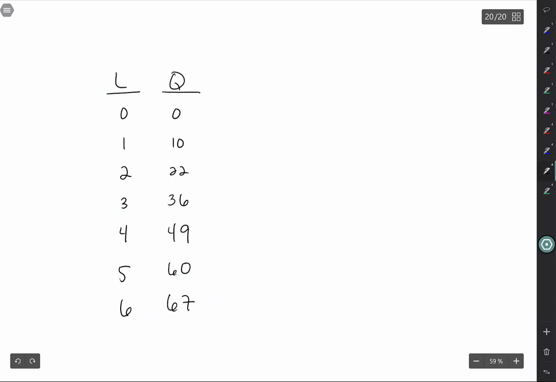So let's find marginal product again. And so marginal product of labor, to give you some practice. Again, the first one we can't find because we don't go from negative labor units to 0. But the marginal product of the first hour gave us 10 units at the margin. The second hour gave us an additional 12. The third hour gave us an additional 14. The fourth hour gave us 13. The fifth hour gave us 11. And the sixth hour gave us 7.